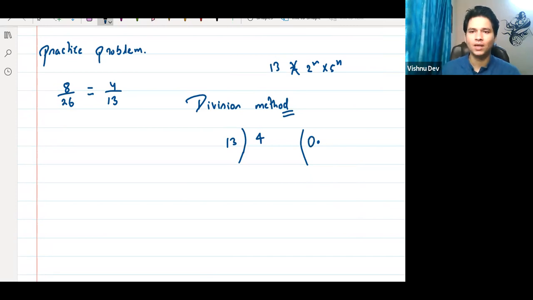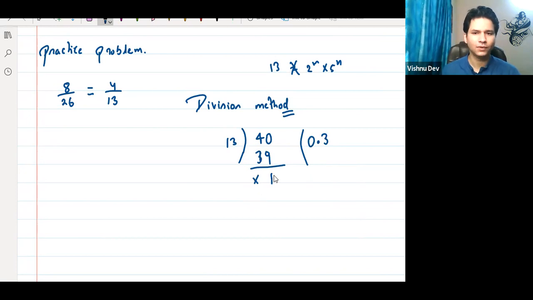Now when you put a decimal, I can put 1 0 over here. For every decimal place, we can put 1 0. So if we put one decimal over here, it will be 40. Now can I divide 40 by 13? Yes, correct. Very good, Aditya. So 3 times. 13 into 3 is 39, and the remainder is 1.